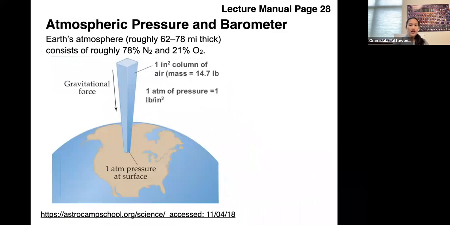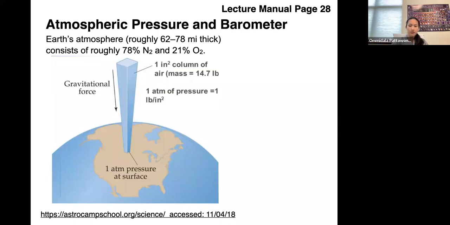The next thing, before we get into learning more about gases, is that we need to define some of the terms that we will use the most. One is atmospheric pressure, and also the device that is used to measure the pressure, which is called a barometer. So let's take a look at atmospheric pressure first.